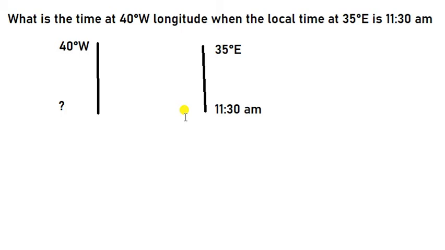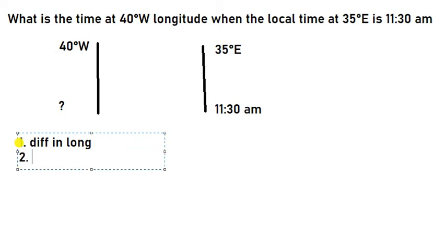Now, how do we do this? When we do this calculation, there are mainly three steps. Actually, there are only three steps. The first step is to calculate the difference in longitude between these places. The difference in longitude between place A and B means both longitudes given here. That we can directly calculate.